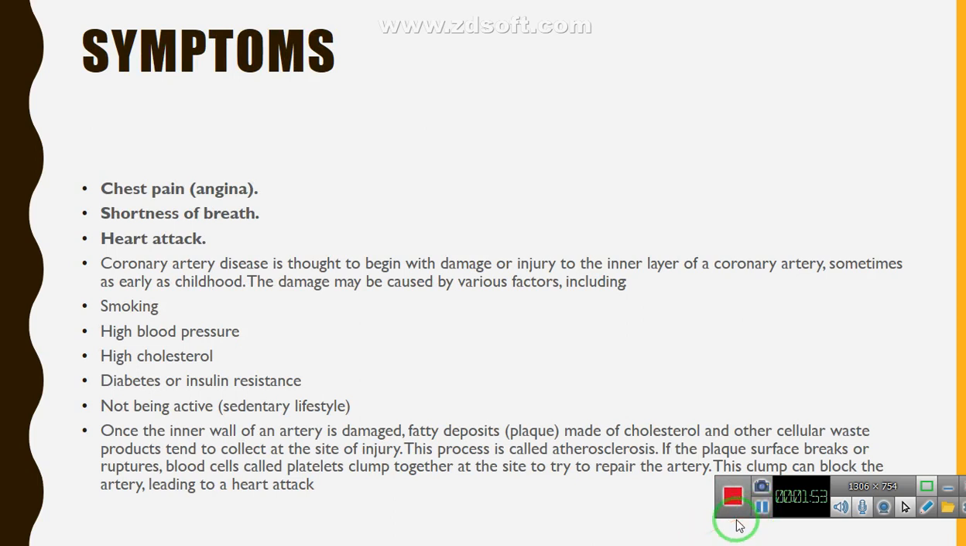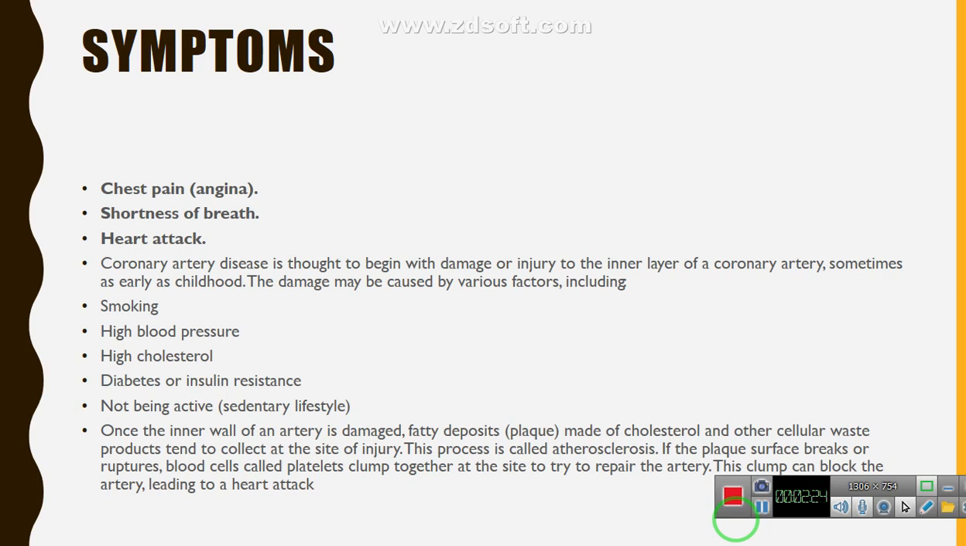So these are the signs and symptoms of the coronary artery disease: chest pain or angina, shortness of breath, heart attack. If the symptoms aggravate, then it will lead to the heart attack. And the coronary artery disease is thought to begin with the damage or injury to the inner layer of the coronary artery, and sometimes it happens as early as childhood.